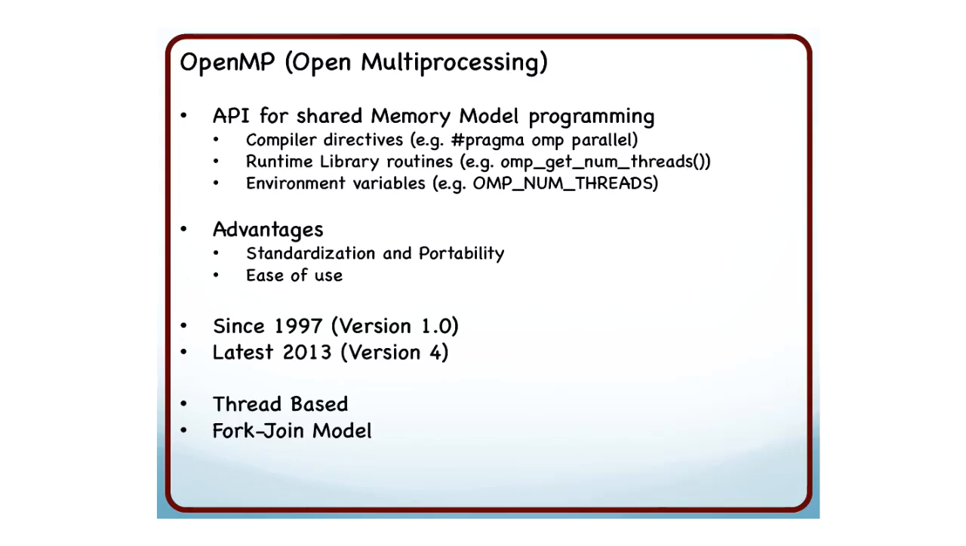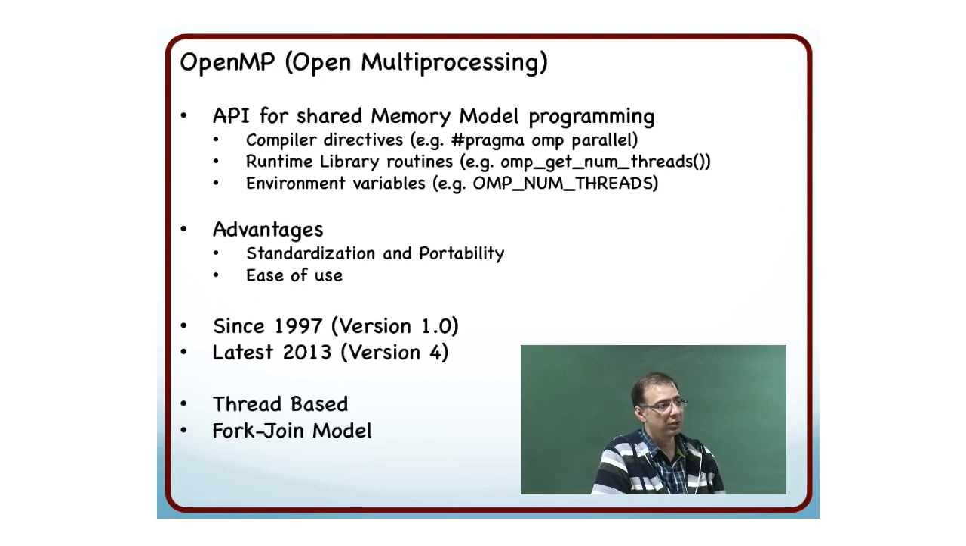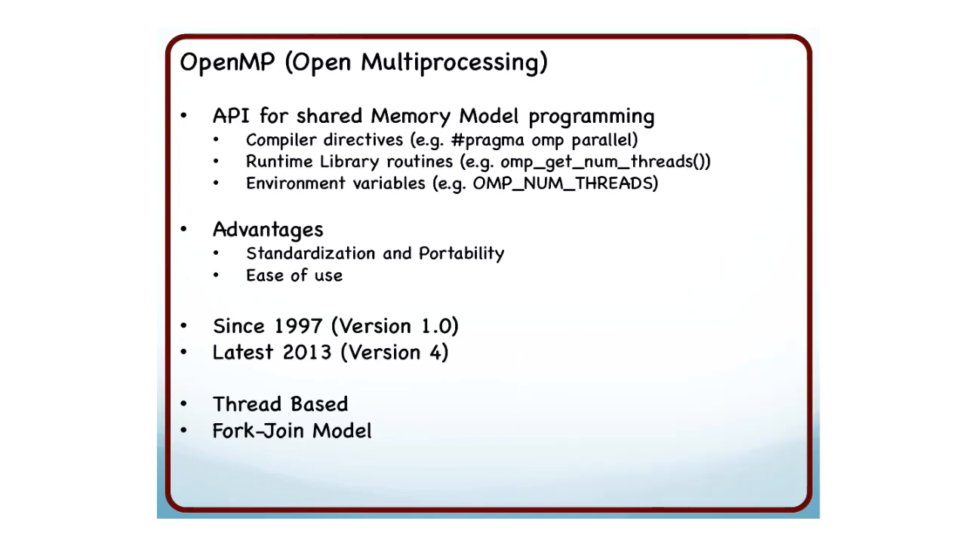Then there are runtime library routines. These are functions which can be invoked within your code. So there's a library that is linked along with your code, right? The OpenMP library, and it provides support for all these functions. What are the examples? We saw omp_get_num_threads, omp_get_thread_num, and so on, right? So these are functions. These are also a part of OpenMP. And then there are environment variables. We saw an example of an environment variable, OMP_NUM_THREADS, right? That sets the number of threads that you want to execute in the parallel region.